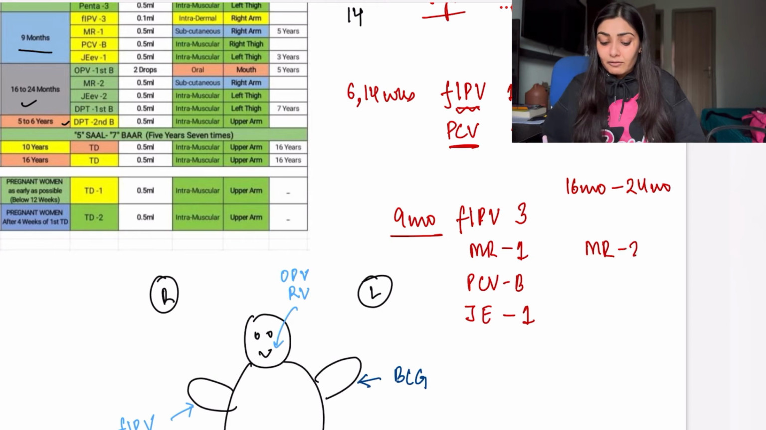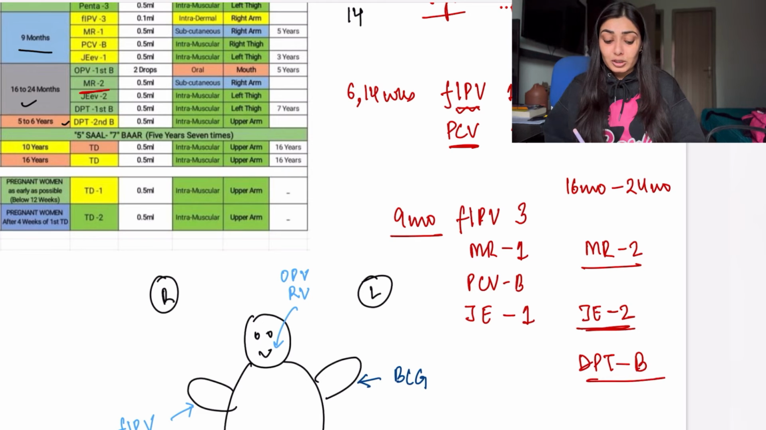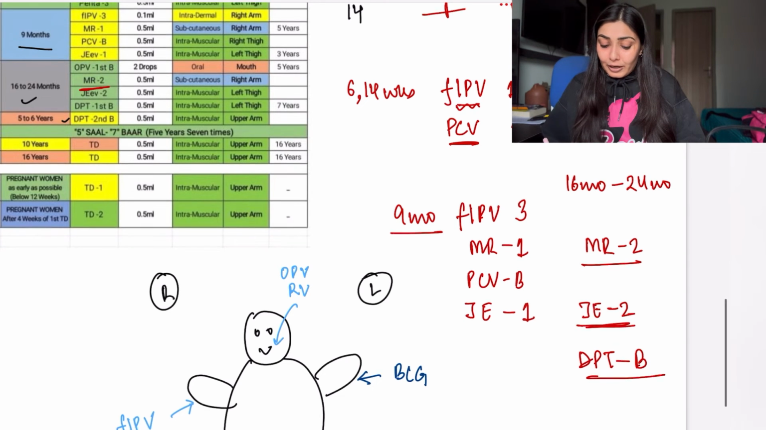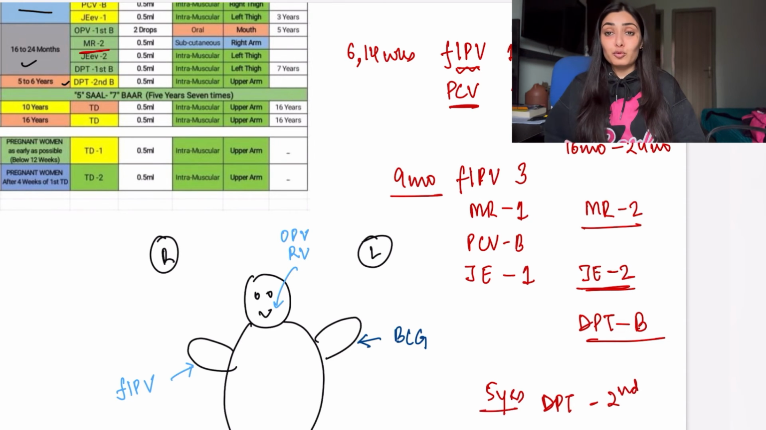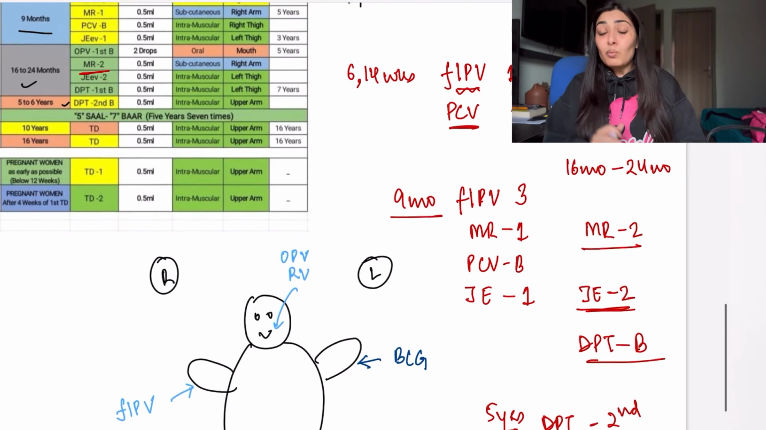I will receive MR2, JE2 and DPT booster. DPT booster, this is the first booster. And lastly, at 5 years of age, you get the DPT second booster. So let's revise all these vaccines.